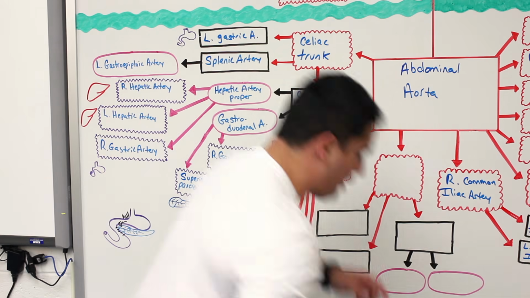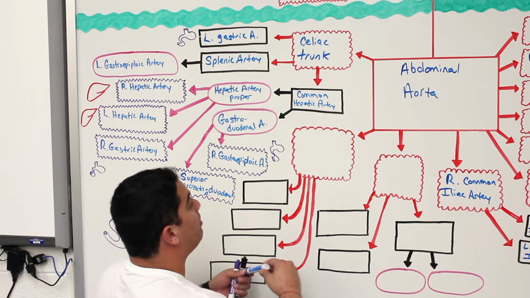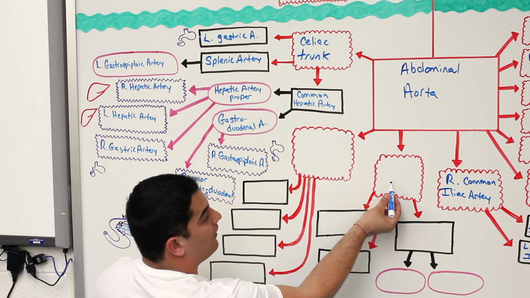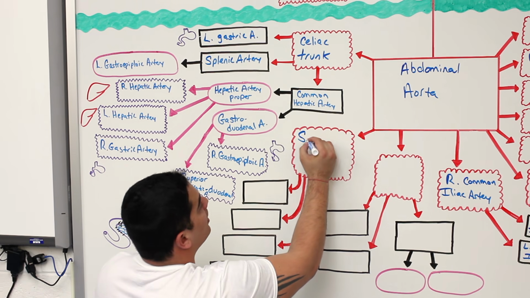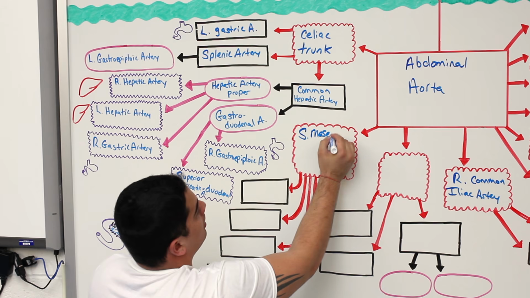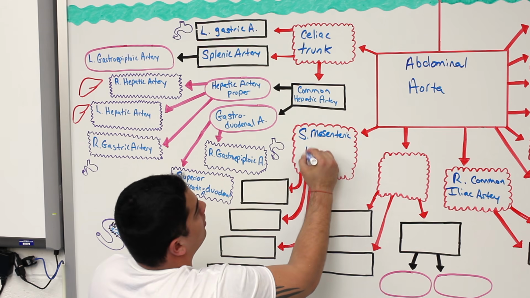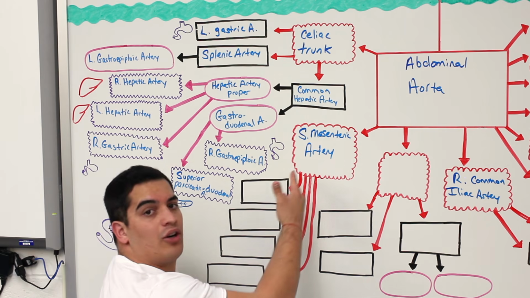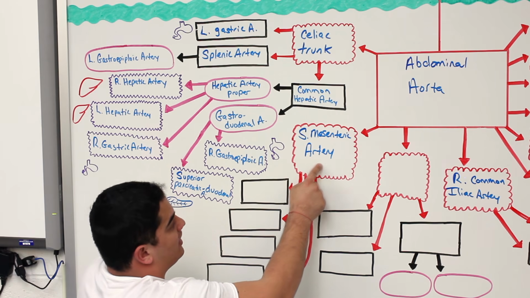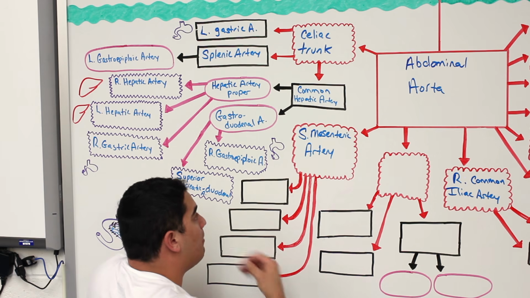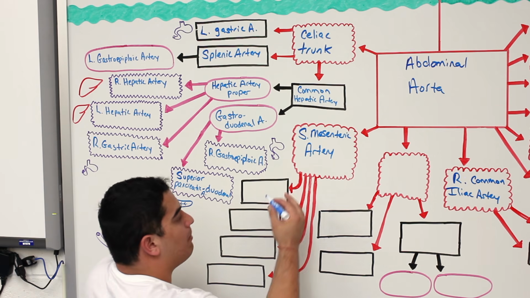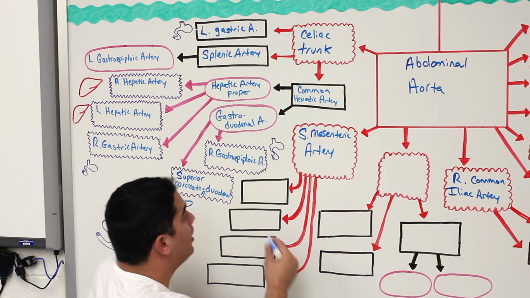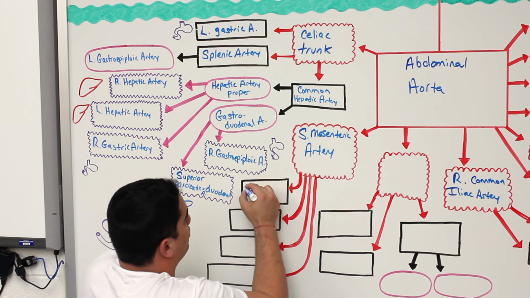Okay? We're going to talk about this one here. So this is the superior mesenteric. This one will be the inferior mesenteric. So superior mesenteric artery. Okay? So the superior mesenteric artery is going to be doing what? It's going to give off many, many, many branches. It supplies most of our intestines. Okay? So one of the big ones, it supplies the actual small intestines.